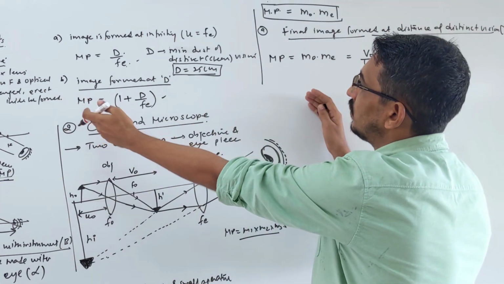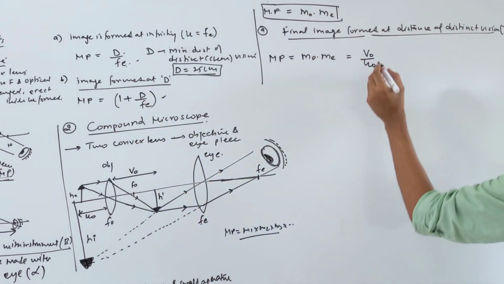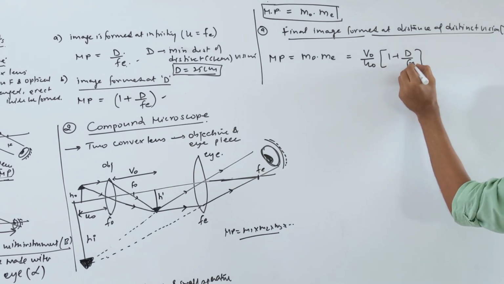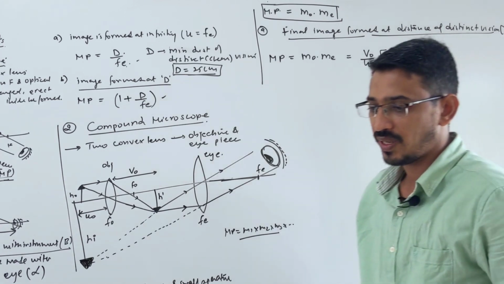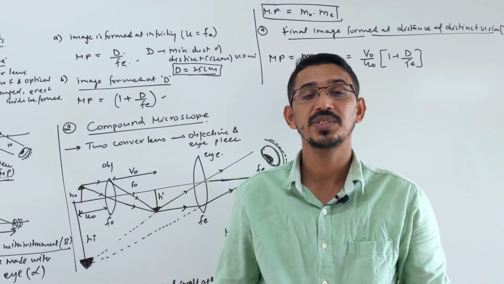Look here, for the eyepiece, this is your formula. If the image is formed at infinity, then for one lens, the eyepiece, what is the answer? This much. So this will be your formula: 1 plus D by Fe. That's all. This is the magnifying power where the image is formed at the least distance of distinct vision.